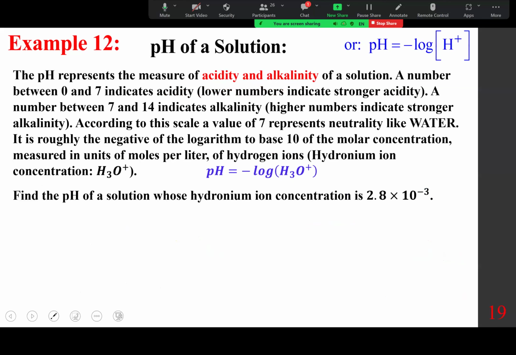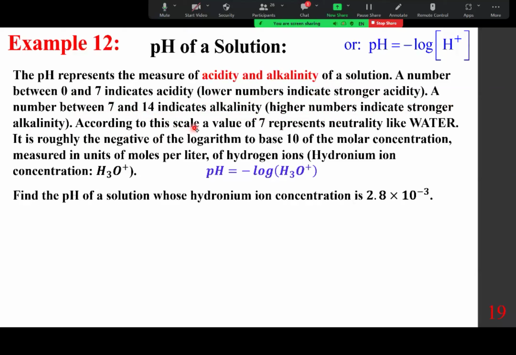Another application is pH in science, in chemistry. The pH, another application of logs, represents the measure of acidity and alkalinity of a solution. A number between 0 and 7 indicates acidity. Lower numbers indicate stronger acidity. A number between 7 and 14 indicates alkalinity. Higher numbers indicate stronger alkalinity.